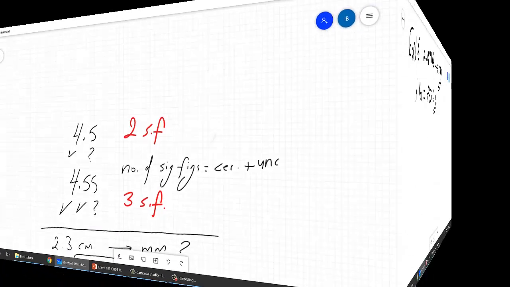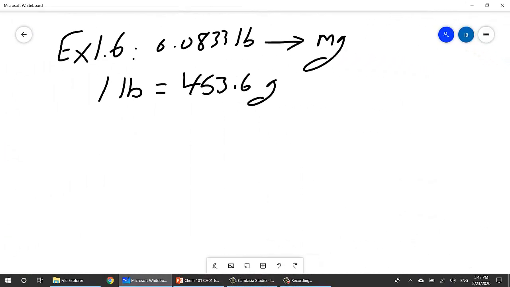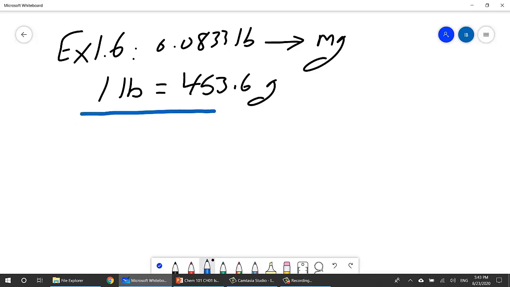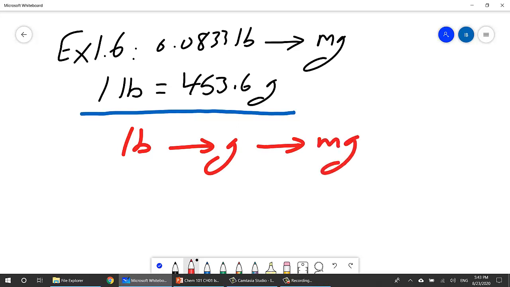So how do we do this question here? Before the lecture, I organized my work as follows. Example 1.6, we have 0.0833 pounds, and we need to change this to milligrams. We are given a conversion factor, which is 1 pound is equal to 453.6 grams. So basically I need to go from pound to grams to milligrams. That's easy. I'm going to get what I'm given, which is this number, 0.0833 pound.